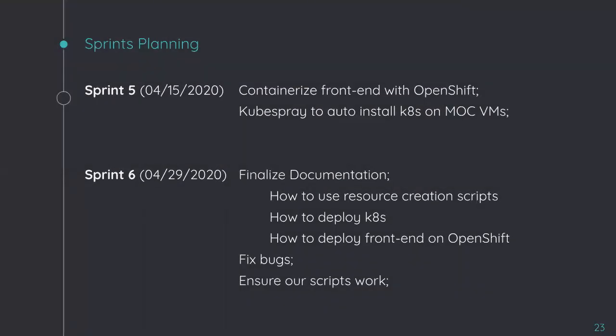Then sprint 5, we finished up deploying the containerized front end on OpenShift, and as well, we used Kubespray to automatically deploy Kubernetes on MOC VMs.